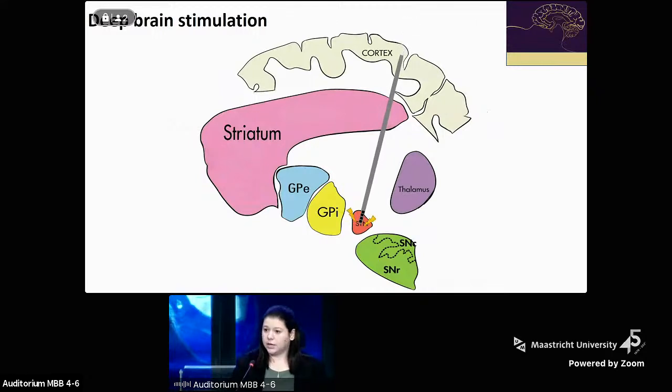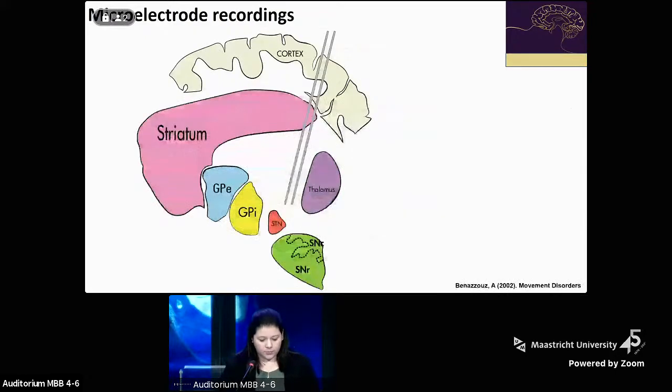It consists of the implantation of electrodes which deliver electricity, improving the symptoms of the patients. The good outcome of the DBS depends on the correct position of the electrodes. And for this, there are different techniques.